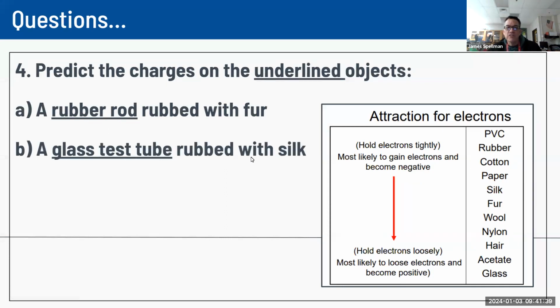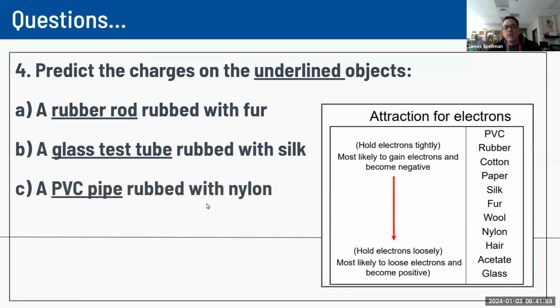If we rub a glass test tube with silk, glass is way down at the bottom, which holds its electrons very loosely, which means it should lose its electrons. And if you lose a negative, you're going to become positive. So the glass test tube should become positive, while the silk should become negative. And if we take the PVC pipe, which is at the very top of the list, this one grabs onto electrons really well. If you rub it with nylon, PVC pipe is going to have a negative charge build up on it, and the nylon is going to have a positive charge.